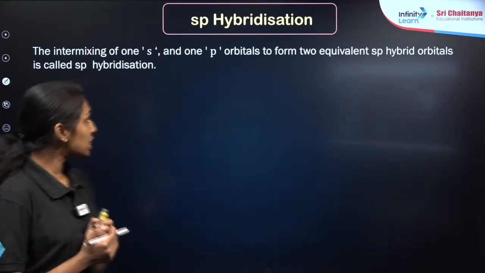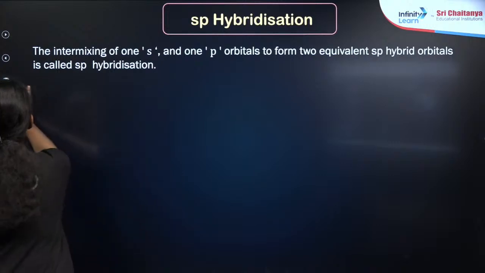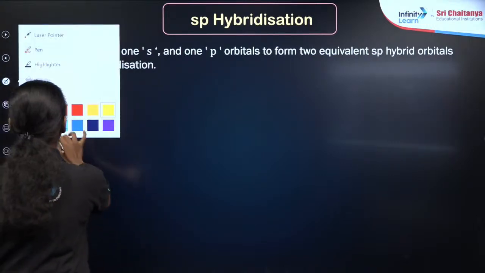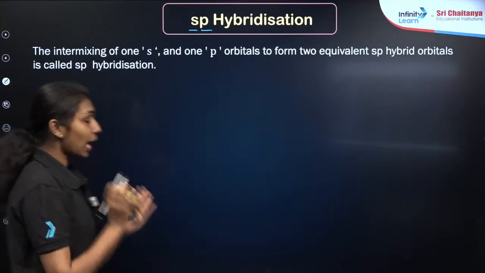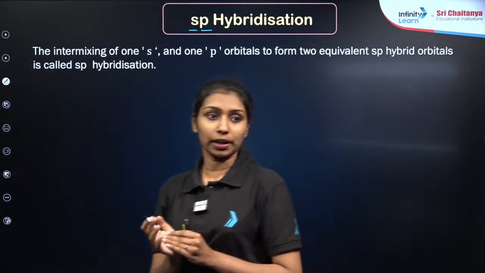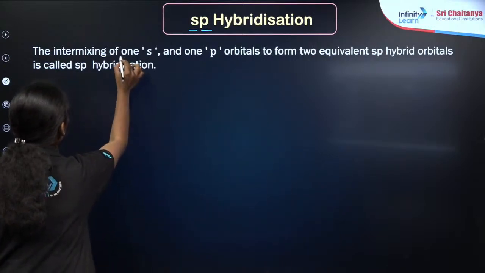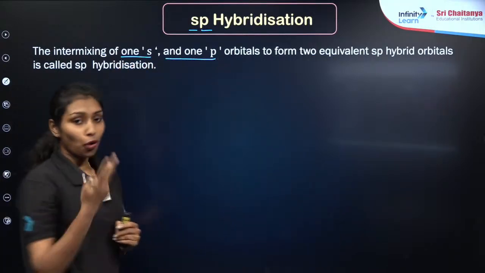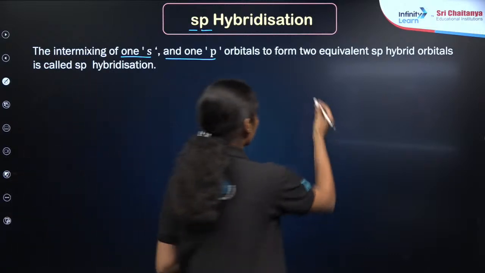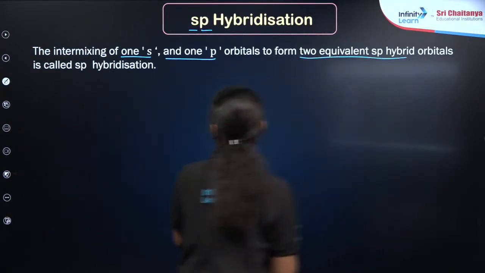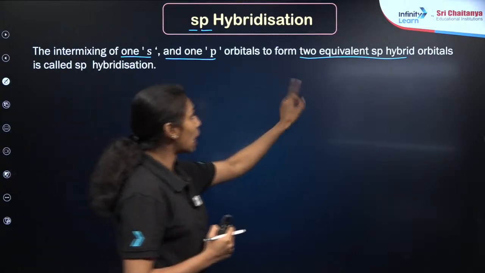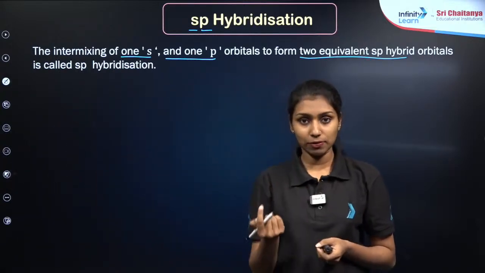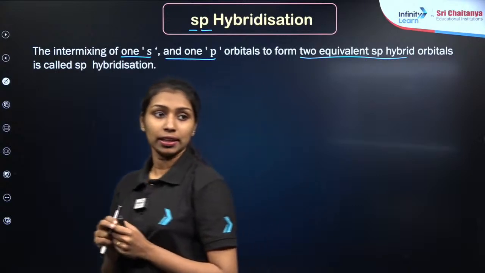Now let us start with the sp hybridization. The name itself suggests that there will be only one s and one p orbital, right? One s and one p orbital, which means that sp hybridization happens by the intermixing of one s orbital and one p orbital to form two sp hybrid orbitals, right? Which means that the number of atomic orbitals involved in the hybridization should be equal to the number of hybrid orbitals formed. So, 1s plus 1p form 2 sp hybrid orbitals. Clear?